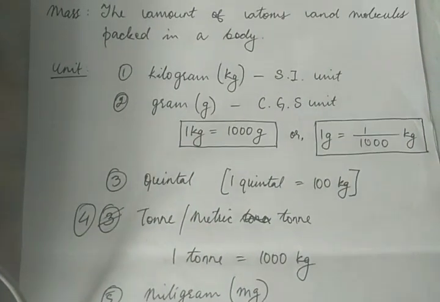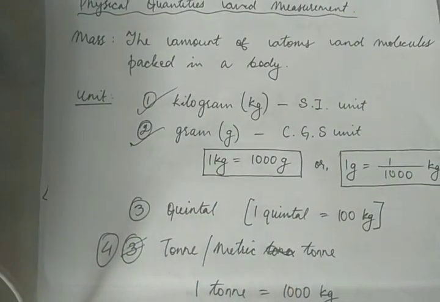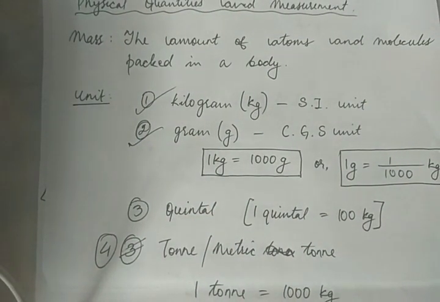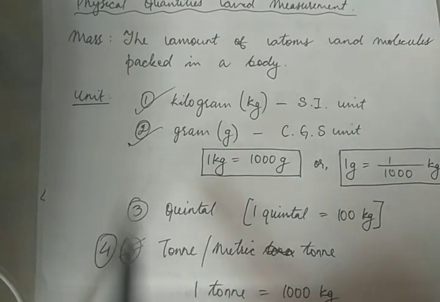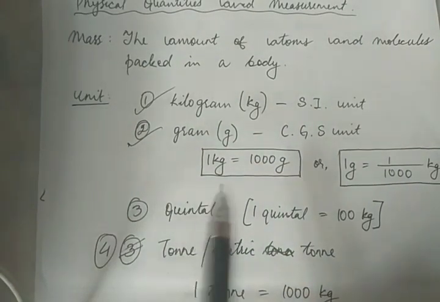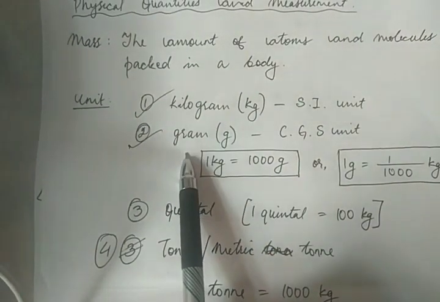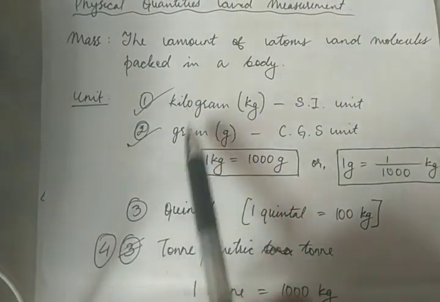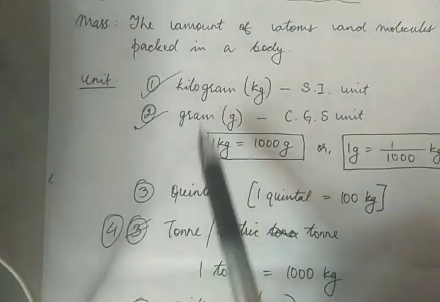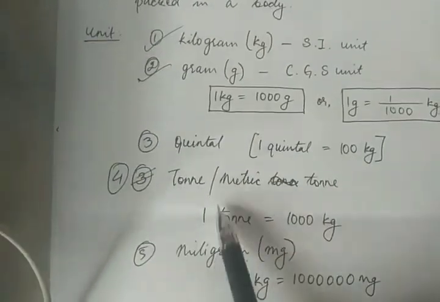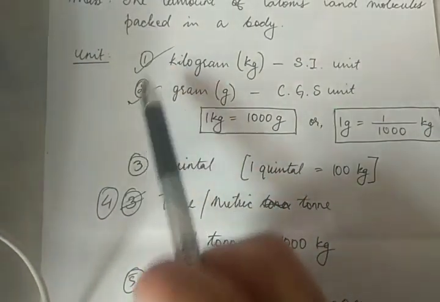Now out of these units also, the most important ones are number 1 and number 2, for mass only. We are only discussing mass right now. So the very important units for mass are kilogram and gram. So these are, so to say, special units out of so many units for mass. These are two special units.